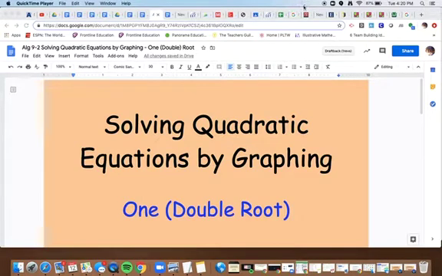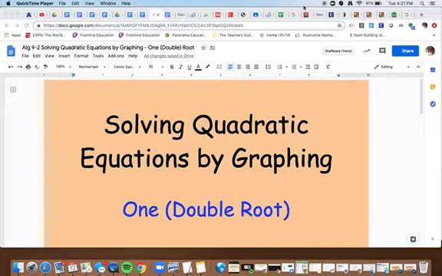Right, welcome back again. Now we're going to look at situations where we are solving these equations by graphing and they are giving us one root as an answer.